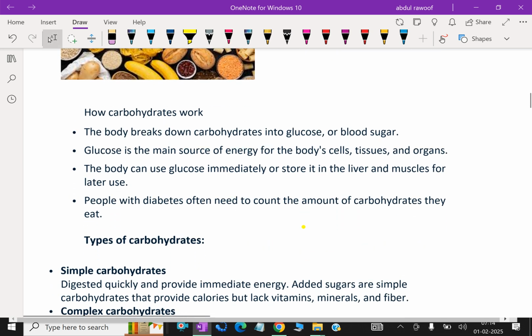How do carbohydrates work? The body breaks down carbohydrates into glucose, or blood sugar. Glucose is the main source of energy for the body's cells, tissues, and organs. The body can use glucose immediately or store it in the liver and muscles for later use. People with diabetes often need to count the amount of carbohydrates they eat.